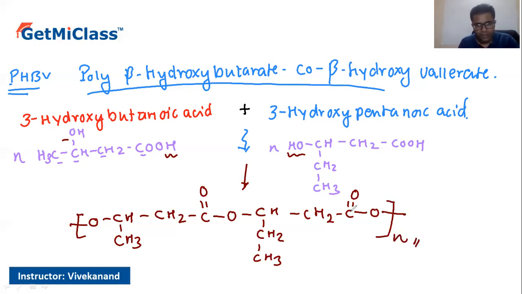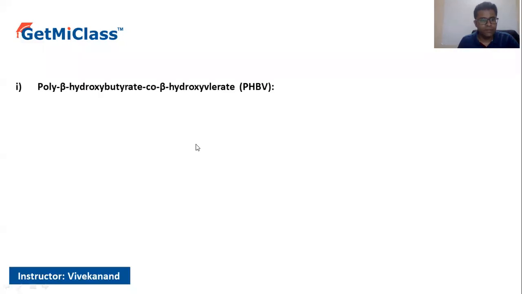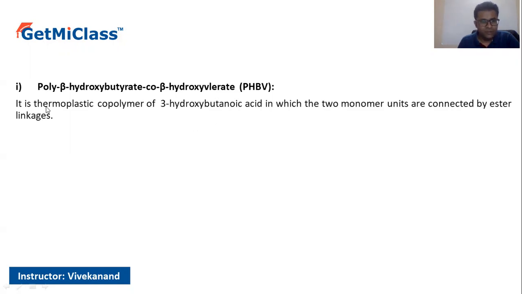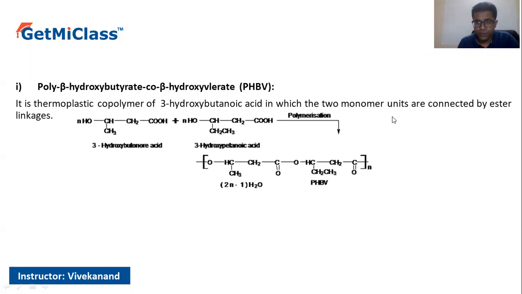So when we have this particular polymer, this polymer is PHBV, and that is nothing more than poly beta-hydroxy butyrate-co-beta-hydroxy valerate. Let's observe it in a proper way. It is actually a thermoplastic copolymer of 3-hydroxybutanoic acid and 3-hydroxypentanoic acid, in which the two monomeric units are connected by ester linkages.